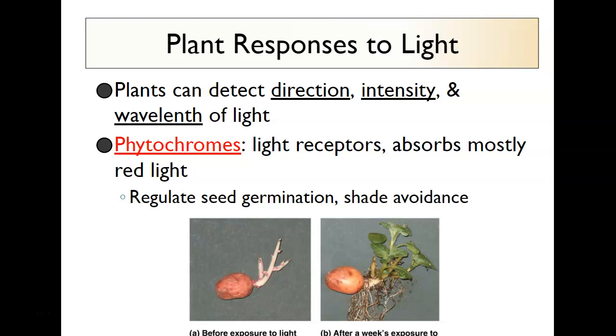After a weak exposure, you can see what the plant might look like on the right. So these things kind of help to regulate the initial signaling to get plants growing.